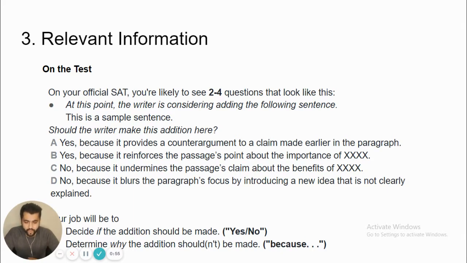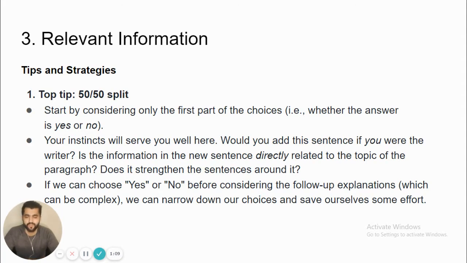Your job will be to decide if the addition should be made, yes or no, and to determine why the addition should or should not be made, the "because" part. Right. So what are the tips and strategies for this?